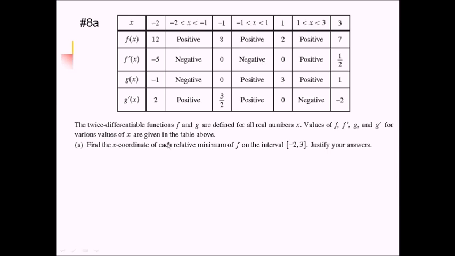Okay, so that means that we're going to have a relative min at x equals 0 because f prime changes there from negative to positive. That's what you have to write, or something along those lines, to justify your answer on this one.